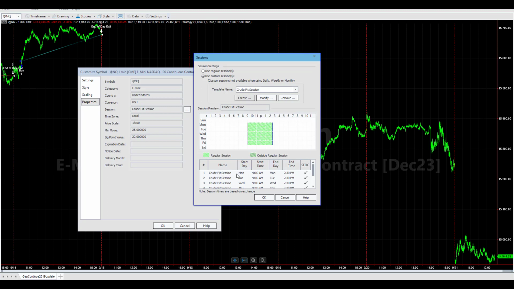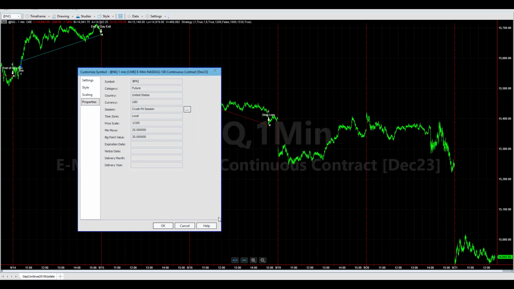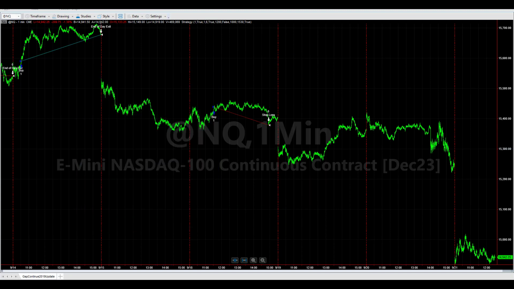This is one of the custom sessions I use for crude oil, and basically it works on the S&P as well. It's based on the exchange time. You could rename it to whatever you wanted. It cuts off the first 30 minutes and the last 30 minutes of the stock market day session, and it helps us filter gap continuation trades. And so this is a complete setup for getting this gap continuation 2019 strategy setup.